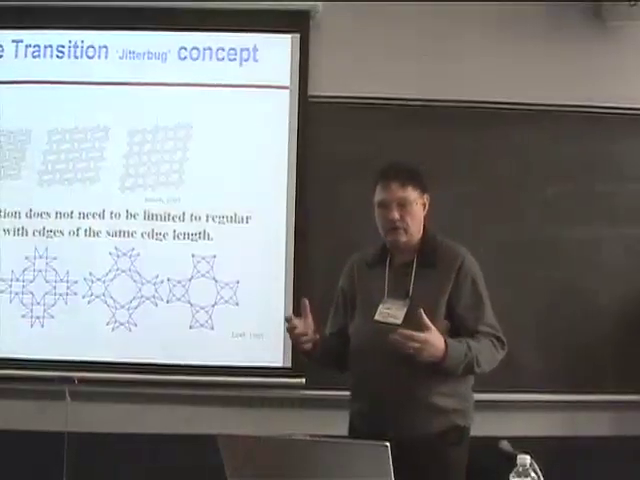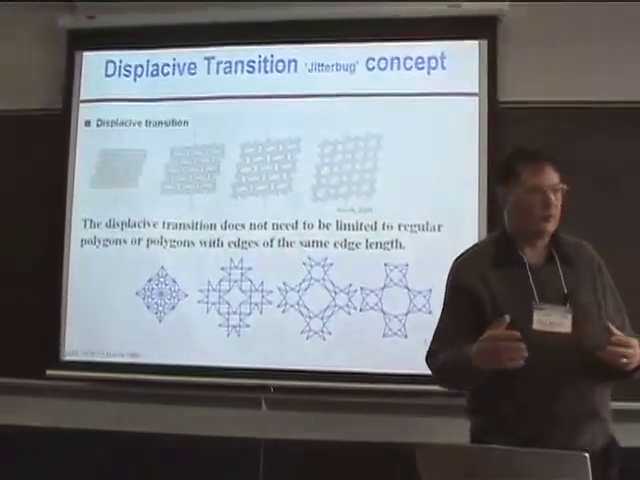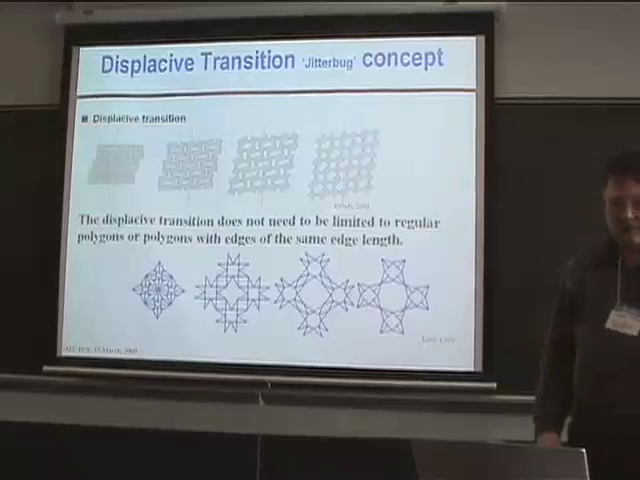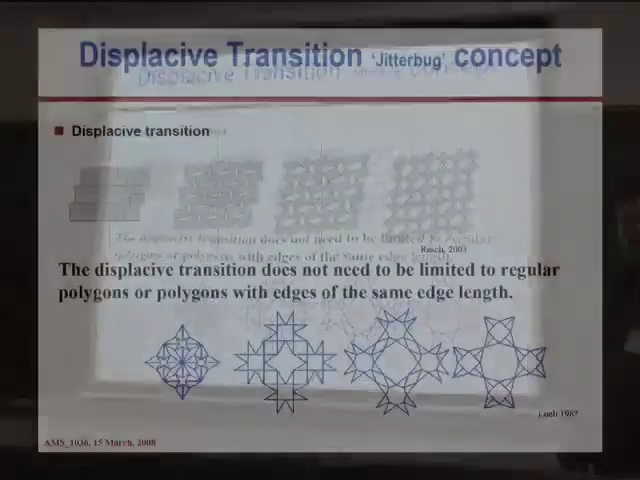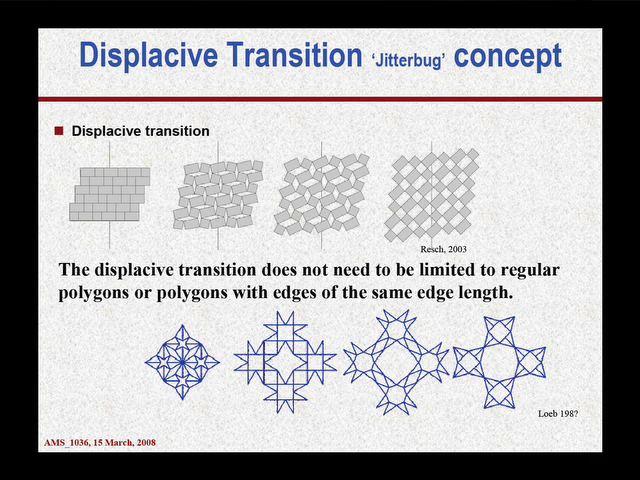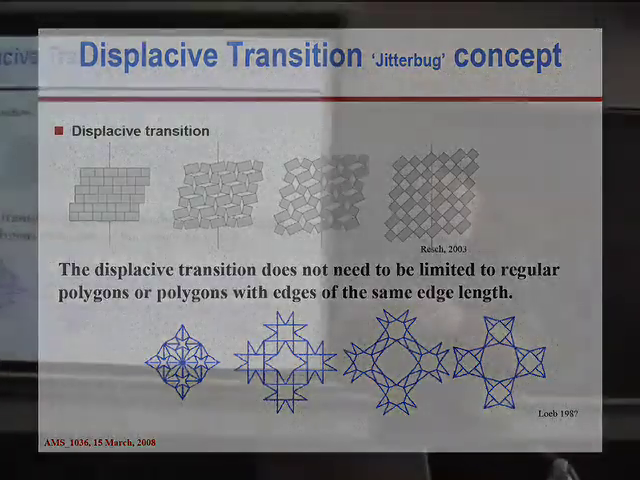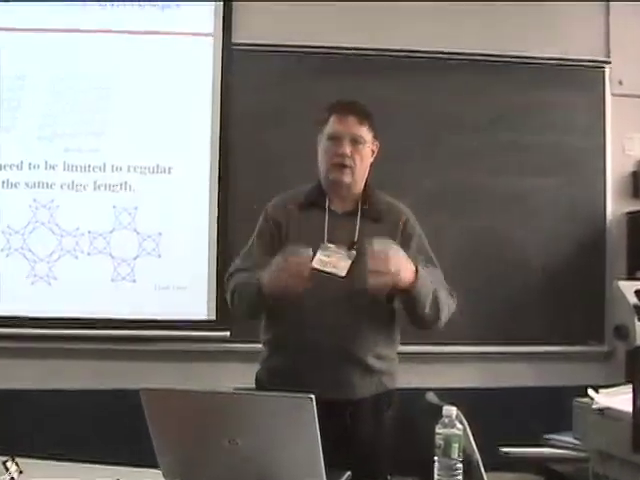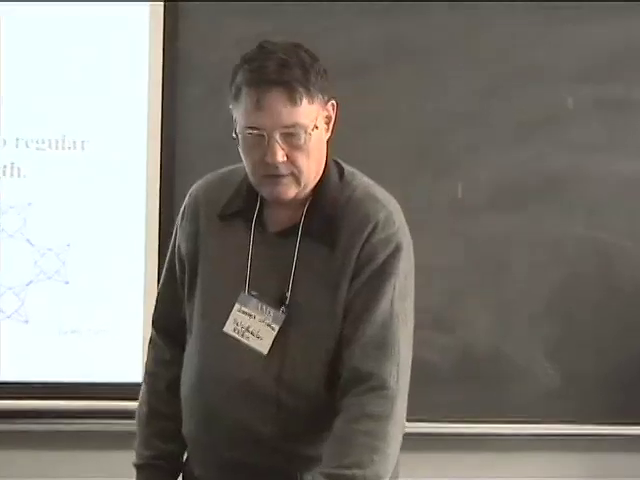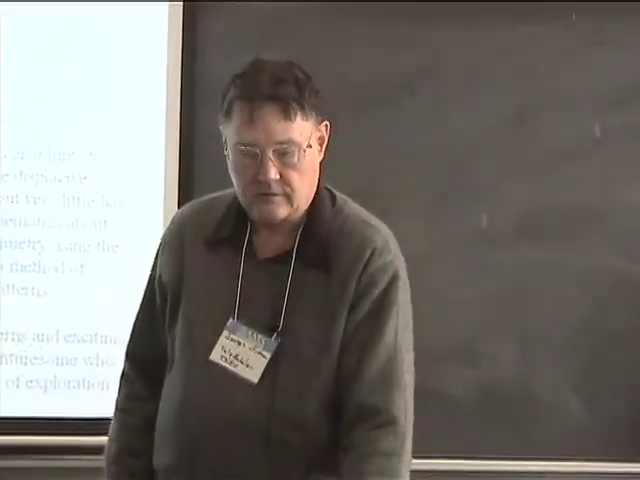All right, now, one of the things that was interesting from some of Arthur Loeb's studies is that he basically discovered that the displacive transformation does not need to be limited to regular polygons, which was quite interesting. Up to that time, the polygons were all regular, triangles or hexagons or what have you, and it was interesting that he got into it.